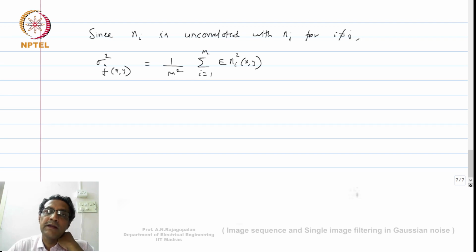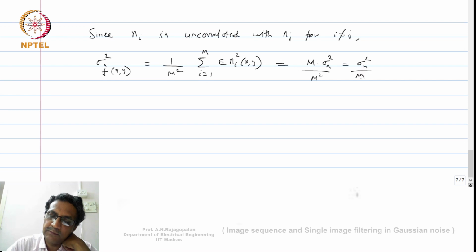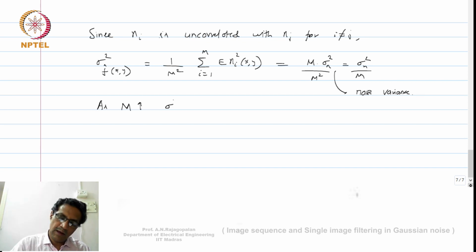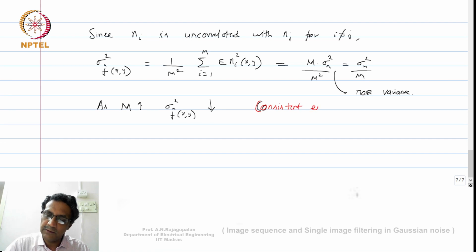Assuming that the noise variance is sigma square n, you get m times sigma square n by m square, which is equal to sigma square n by m, where sigma square n is the variance of noise. Therefore, the variance of this estimator turns out to be sigma square n by m. That means as m increases, the variance goes down, which is why this is a consistent estimator. This is again a desirable property.